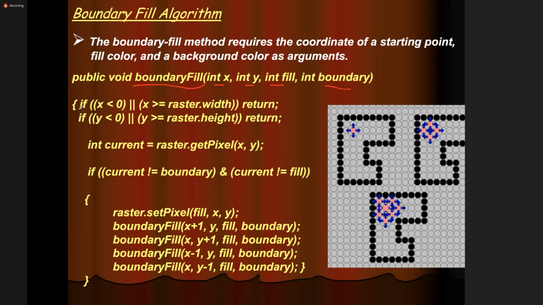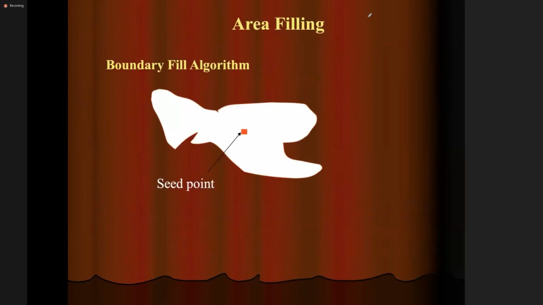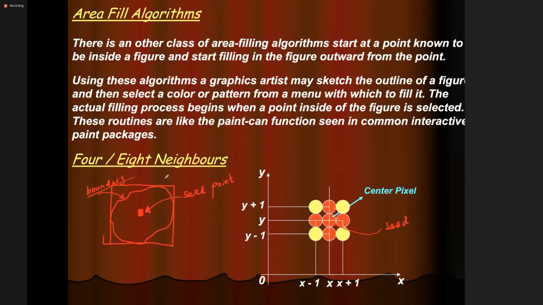Now what we are looking at is whether the x coordinate of that pixel is less than 0 or greater than or equal to the raster width. Raster width means, as I mentioned earlier, this width area.